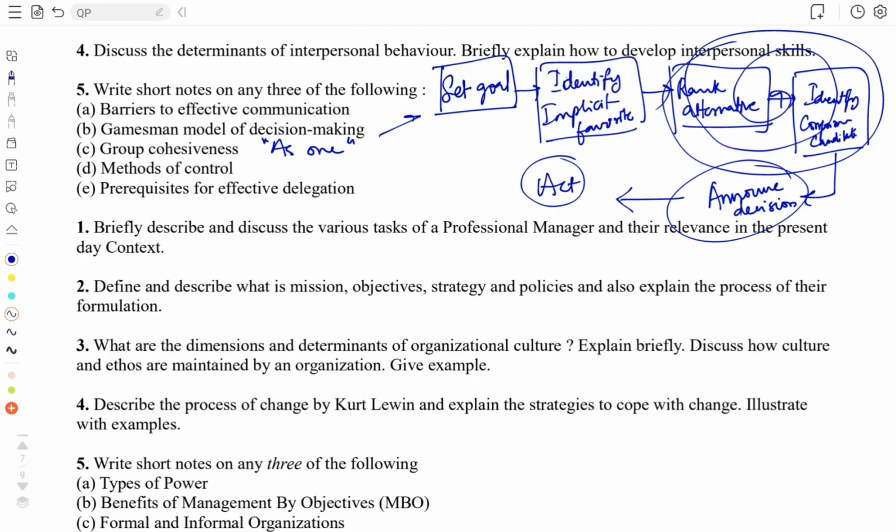Modern methods are on the basis of return on investment, ratio analysis, PERT, CPM, management information system, responsibility accounting, management audit. All these things are modern methods of controlling. Prerequisites for effective delegation we had already discussed in the previous video. I am not discussing it again.